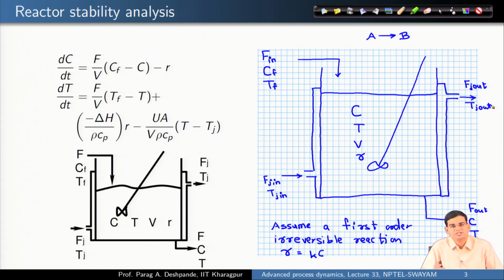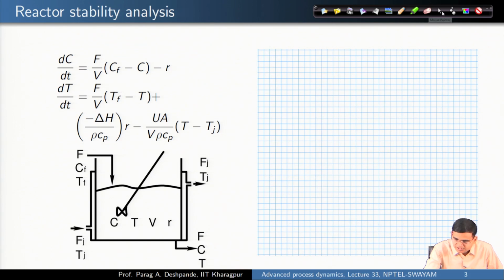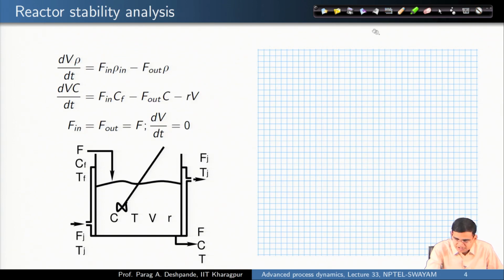Similarly, you have temperature at the inlet as T j in and temperature at the outlet as T j out. This is the entire description of the system. Now, we will make certain approximations, certain assumptions, to reduce all of these quantities which have been shown on the right hand side to conform to the equations which have been given on the left hand side. So, let us see what those approximations are.